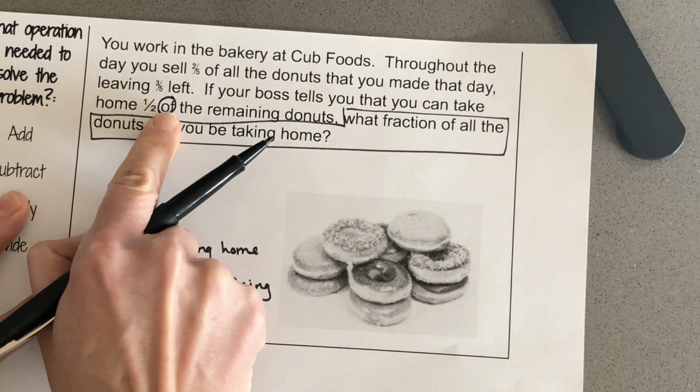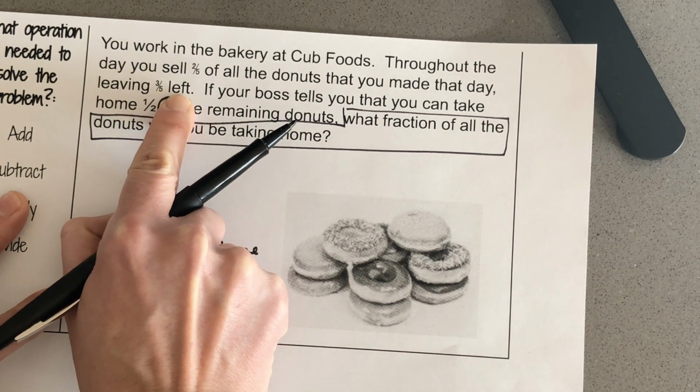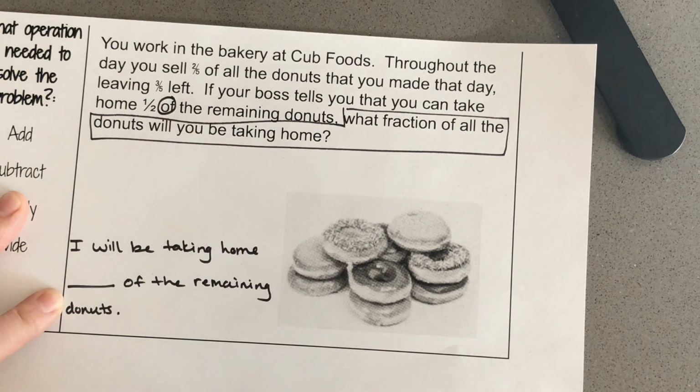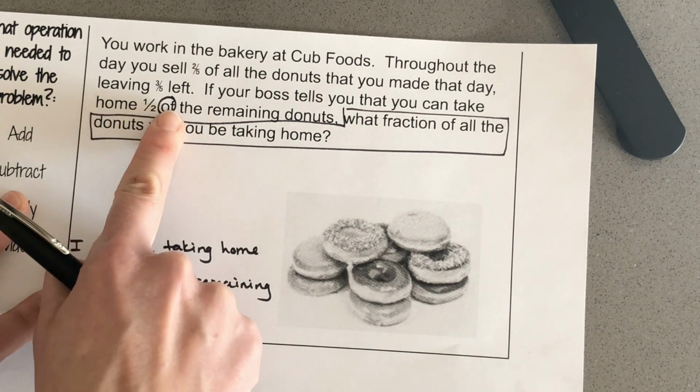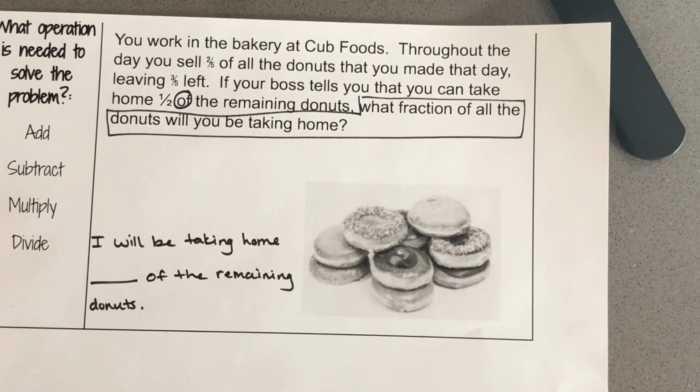When you're taking a number of another number, the remaining donuts is up here, 3/5 left, right? I could have said 3/5 remaining. When you're taking a number of another number, you're multiplying. So this is a multiplication story problem.